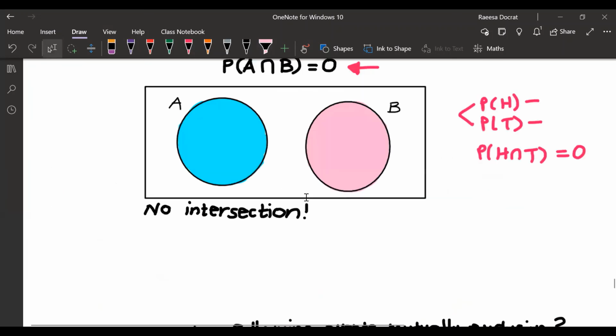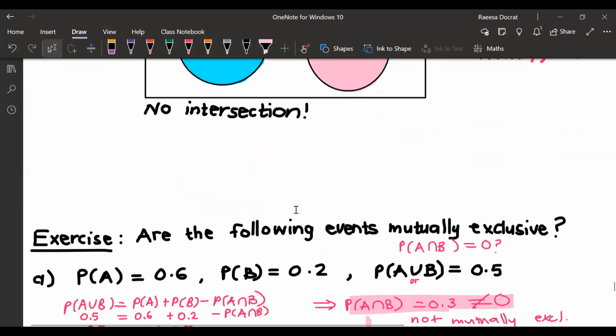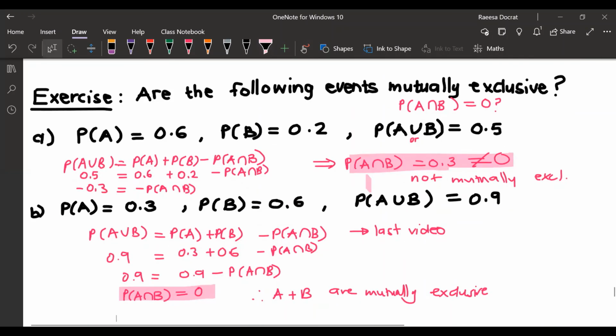Please make sure you've understood this concept. It's quite important, and please watch our other videos on probability.